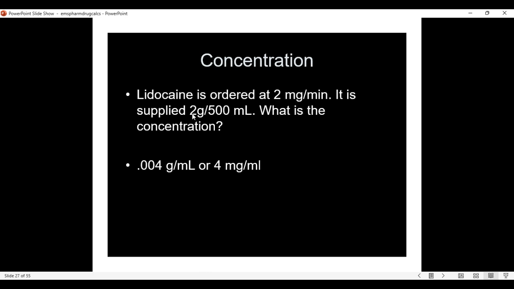So it's going to be, there's 2 of them, right? So that'd be 4,000 divided by 500. That's where they come up with the 4 milligrams per milliliter. Or if you don't convert it, it'll be the 0.4 grams. You divide 2 by 500, it's 0.4 grams. But it's just easier to convert that to the dose that you want.